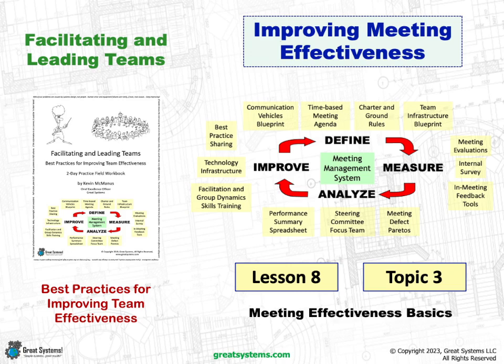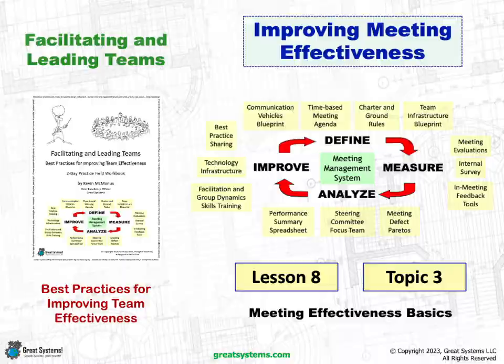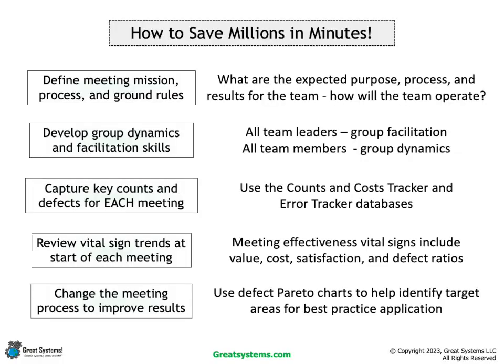I call this slide How to Save Millions in Minutes. And these are the 5 key things you can do in a very short amount of time to significantly improve meeting effectiveness and save lots of money. And I am serious here, and I'm not selling anything here other than the workbook, and you don't even need that if you've got this video, but please do these 5 things.